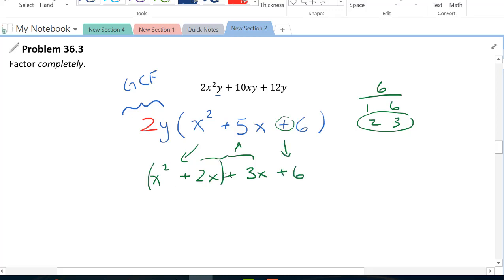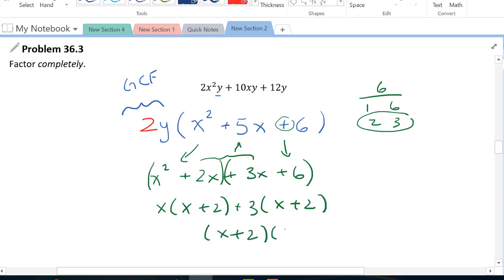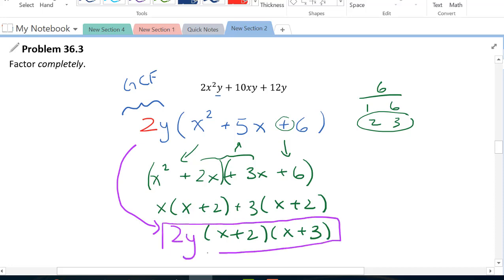And then my group factor. What can I factor from the first two? I can pull out an x. What's left over? X plus 2. What can I factor out from here? I can pull out a plus 3. What's left over? X plus 2. What's in common? X plus 2 times x plus 3. And now, don't forget about your friend. He comes back from vacation, 2y. Okay? And there you go. That is your final answer, fully factored form.